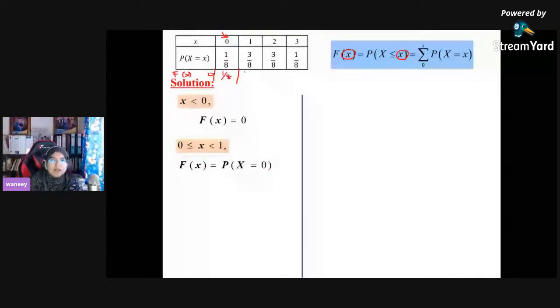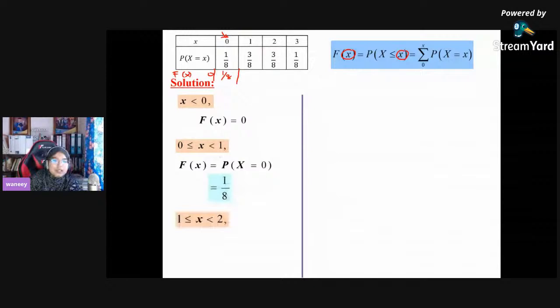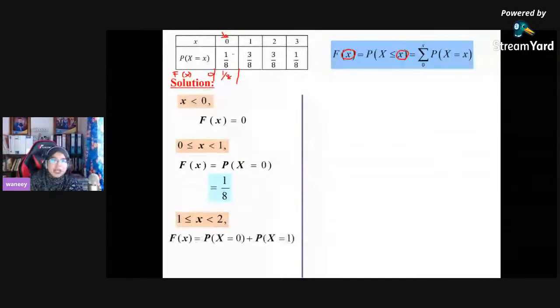And then for the next one, x greater than or equal to 1 and less than 2. So this is the probability of X equal to 0 plus the probability of X equal to 1. So you're going to add everything together. So 1 over 8 plus 3 over 8 becomes 4 over 8.